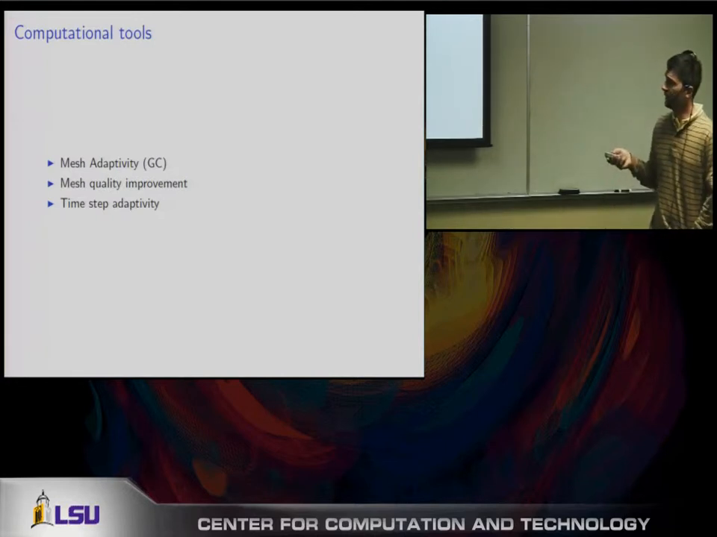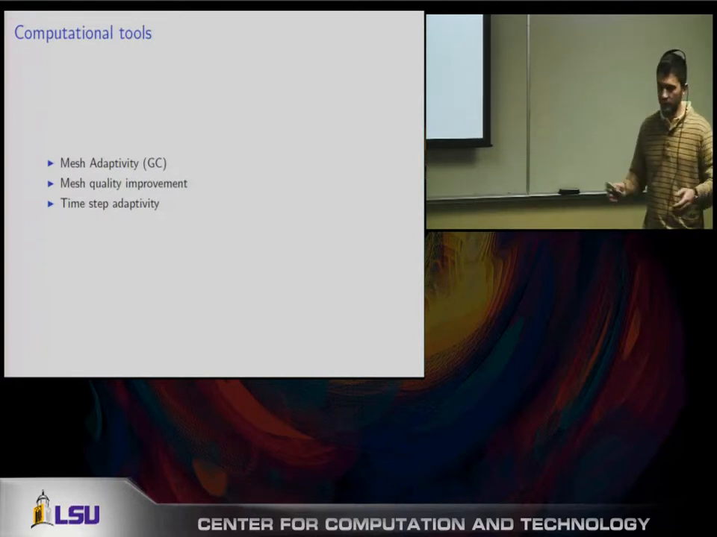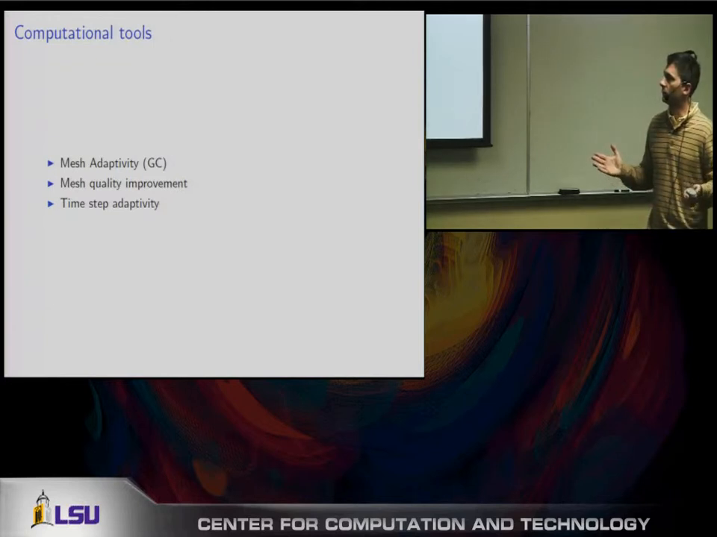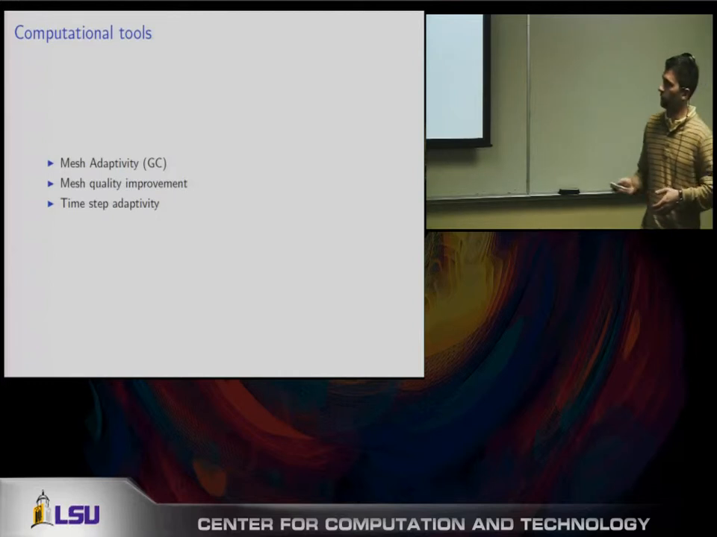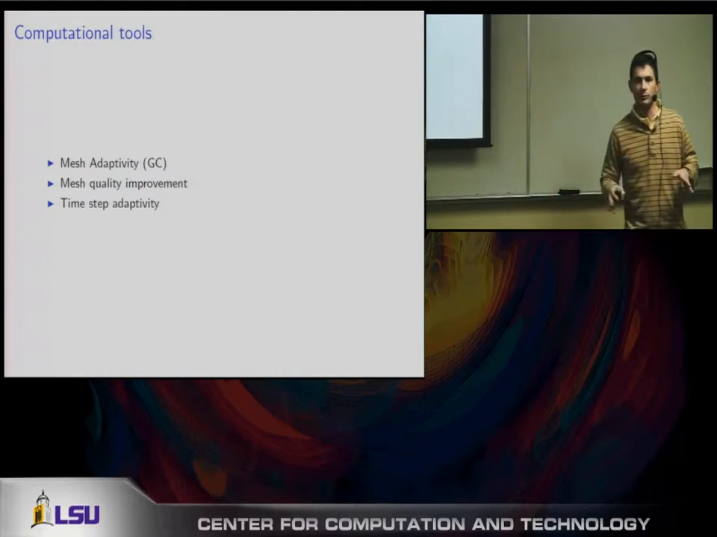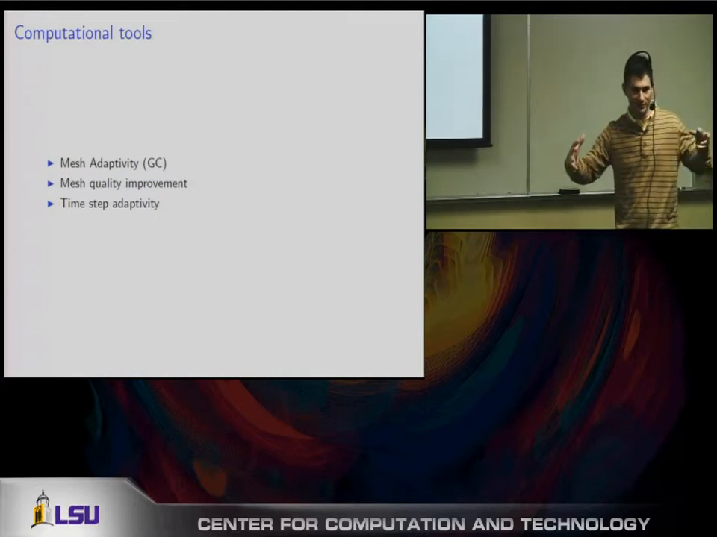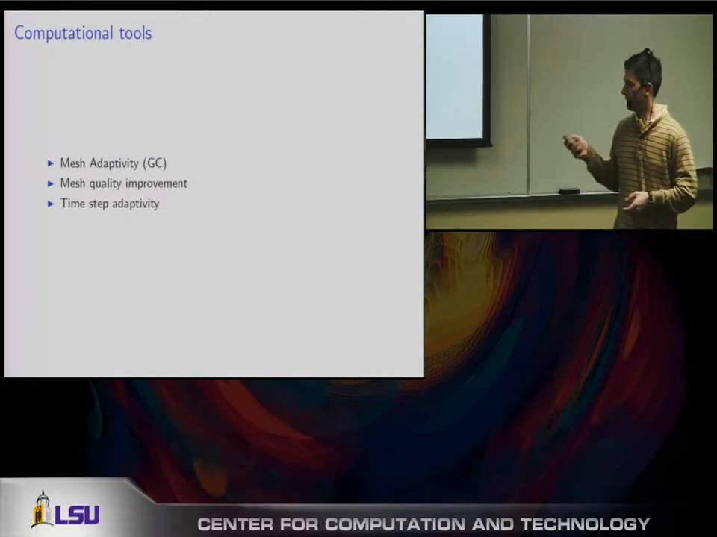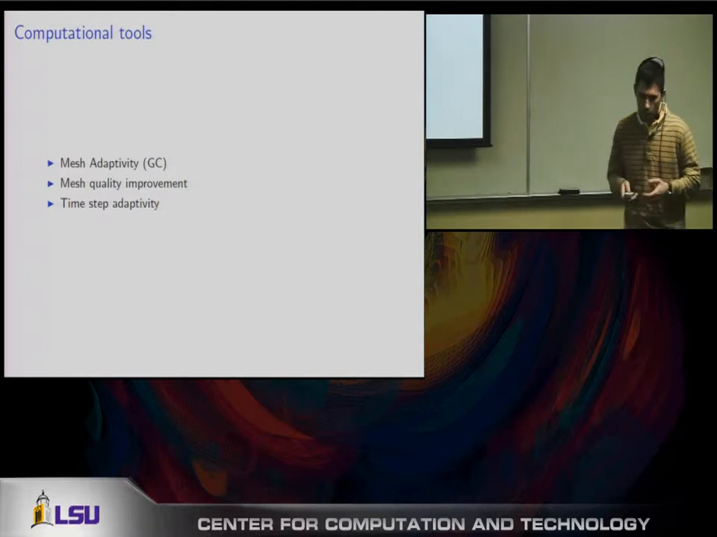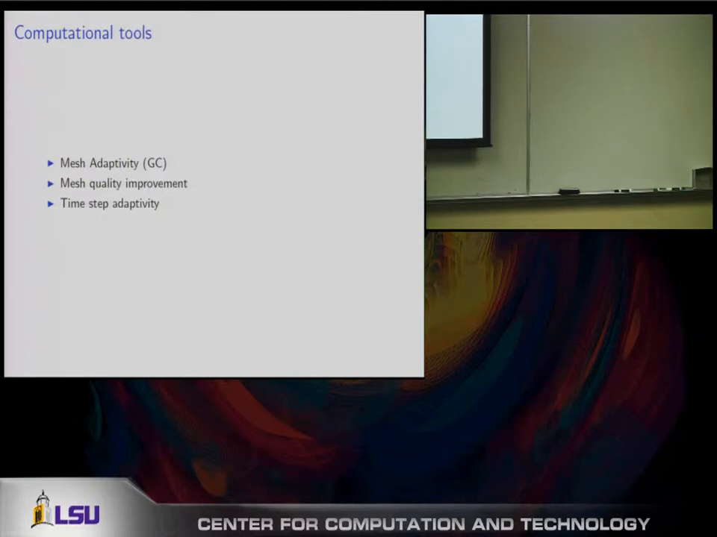Then also, when you are moving your mesh, sometimes the quality of your mesh gets bad, so you need to account for this, and a way to account for this is by rearranging the nodes. And when you say rearranging the nodes in a surface, you also have to be a little careful, because the surface is a triangulation. But there are ways to deal with this. And also time step adaptivity. One way to control the time step from the geometry is that you don't want the time step to be so big as to cross nodes and destroy your mesh.